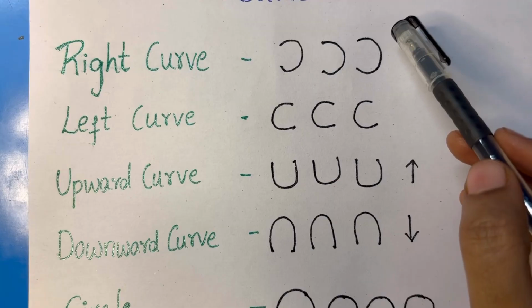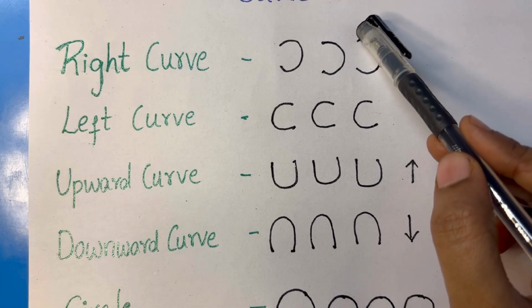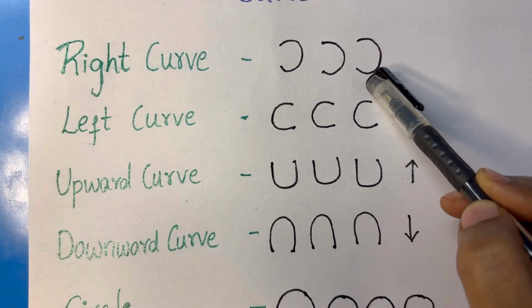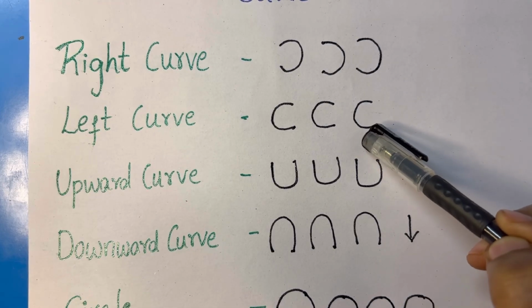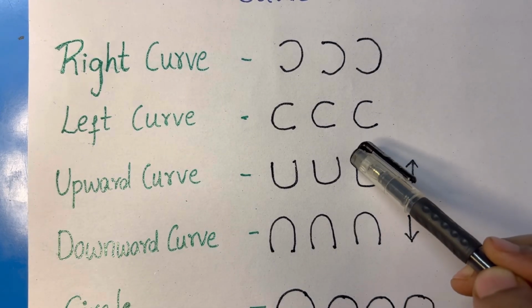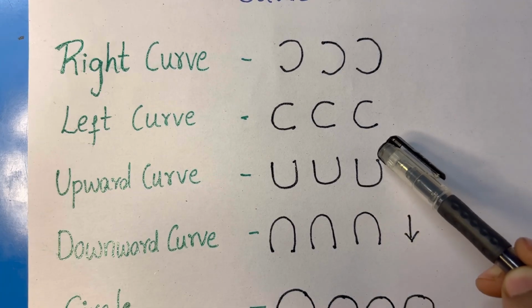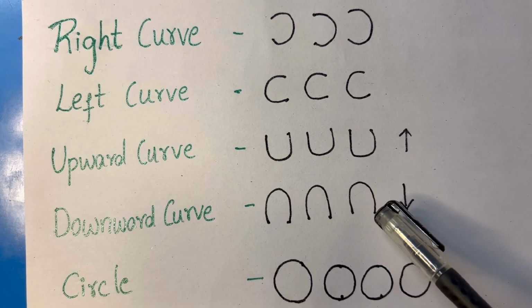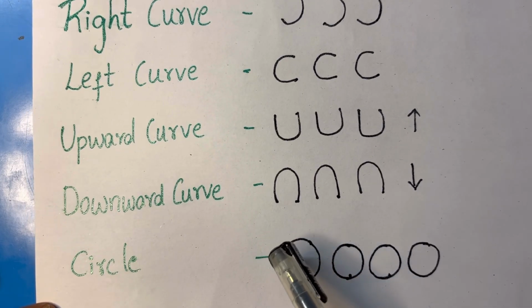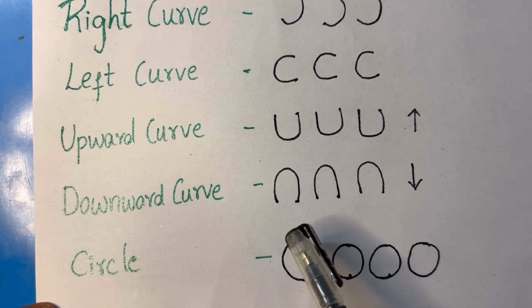Let's revise what we learned today. A right curve, a left curve, an upward curve, a downward curve, and a circle.